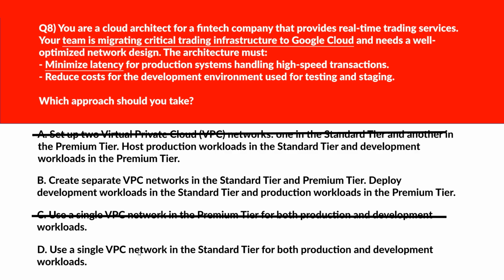D says use a single VPC network in a standard tier for both production and development workloads. So standard tier doesn't provide optimal latency for real-time trading workloads. So therefore it cannot meet this requirement. On that ground, D is out. We'll lock option B as the right choice.